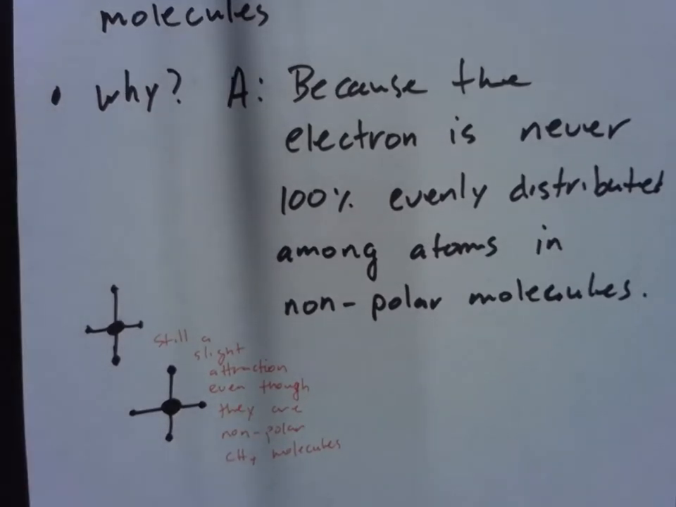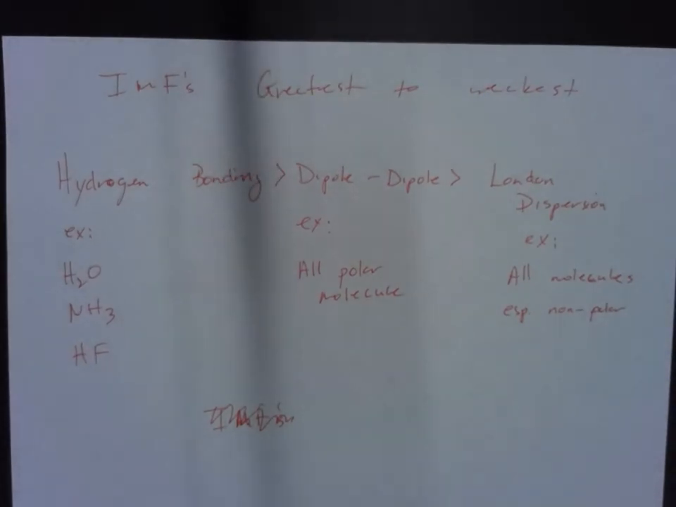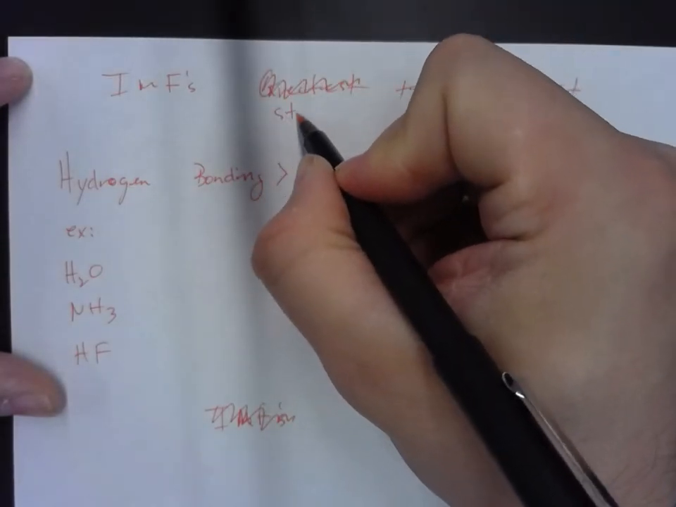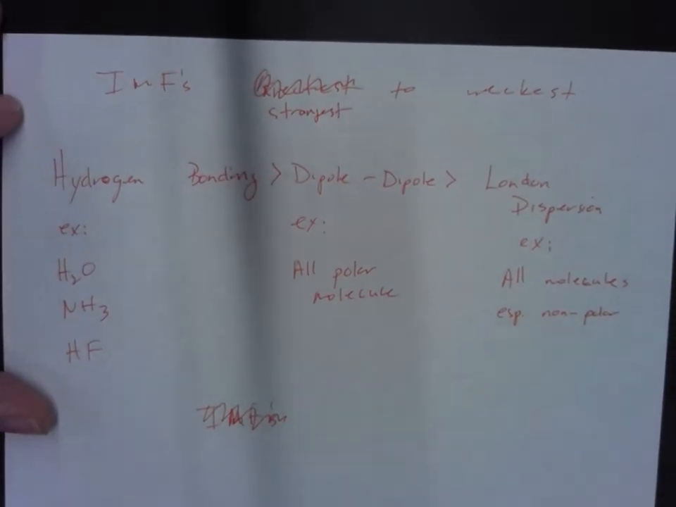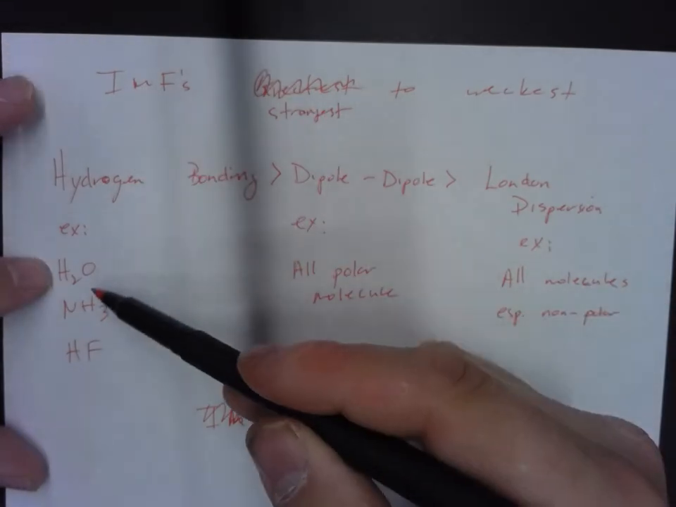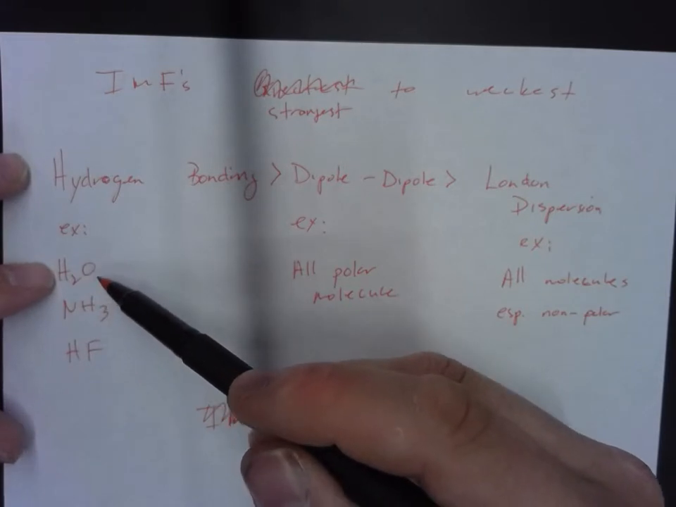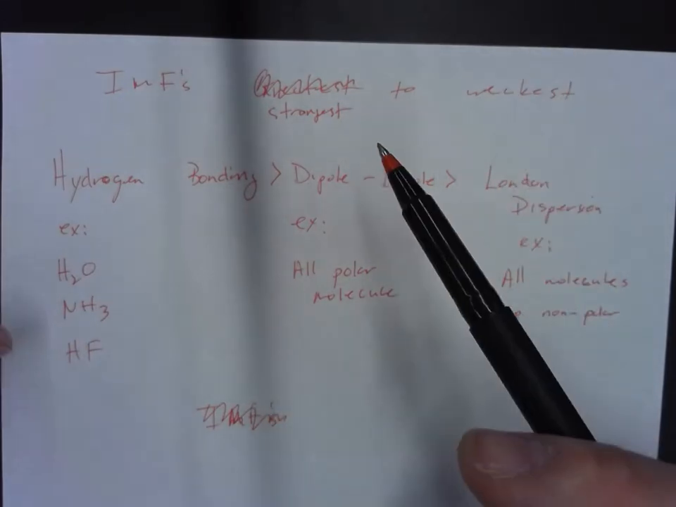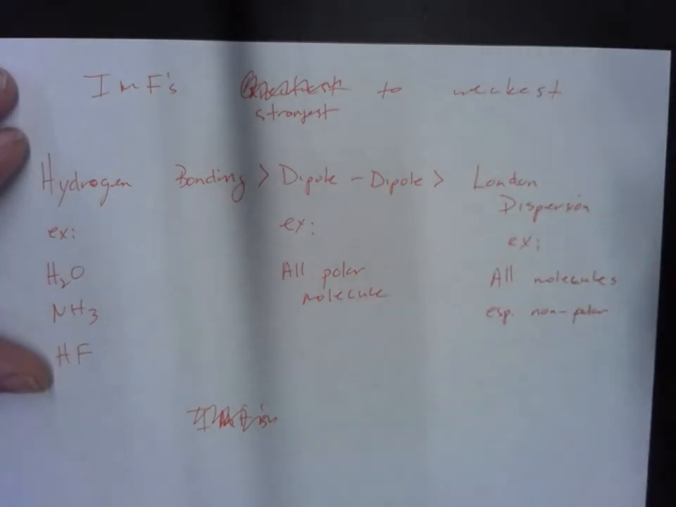So now let's go ahead and rank these in order. I've already had this written down, so hopefully you can see that. IMFs ranked from strongest to weakest. The strongest of the three is hydrogen bonding. Examples are H2O, NH3, and HF. Specifically H2O. Hydrogen bonding is responsible for the attractiveness that water molecules have to each other, right? That's why you form water drops. It's got that surface tension. That's because of hydrogen bonding.